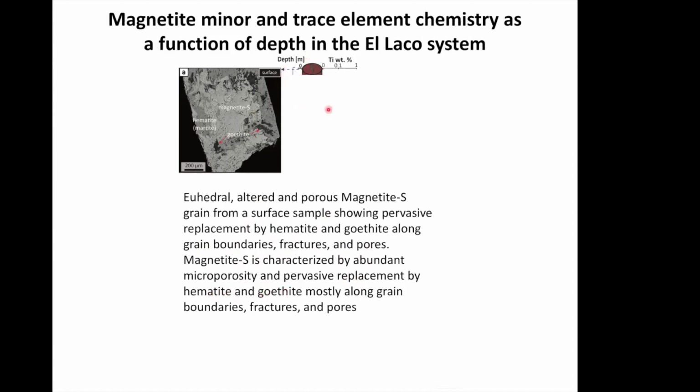And in the center here, I've got the depth. So magnetite S is from a surface sample. And on the right-hand side, I've got the concentration of titanium. Magnetite S has very little titanium.